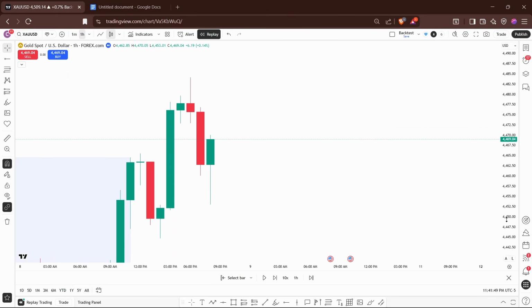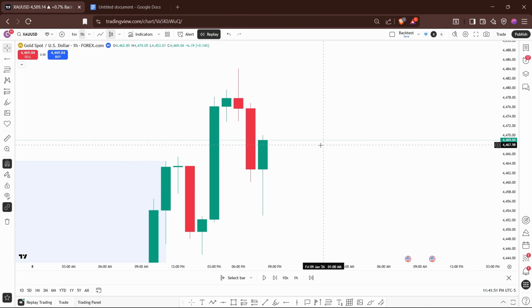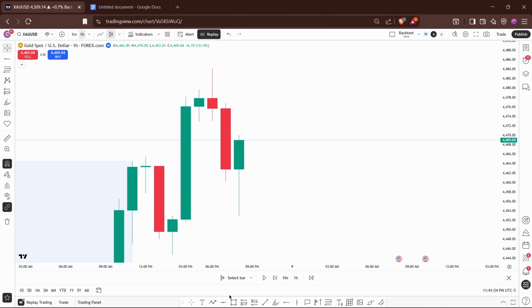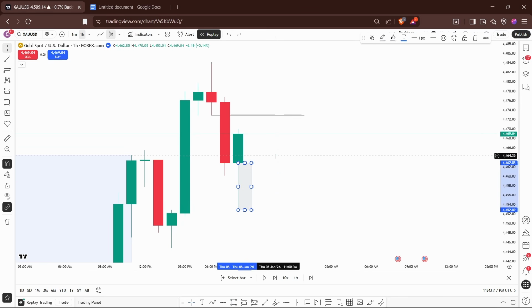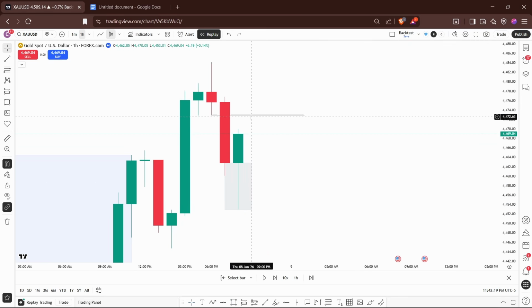Also, there is one more case. If you got an entry, like this is the POI, and the market did not reach our POI till the 1 hour window, but the market also did not form another setup. This candle is not forming any POI. It should close below the level to form the POI, but it did not close. So it did not form any POI.